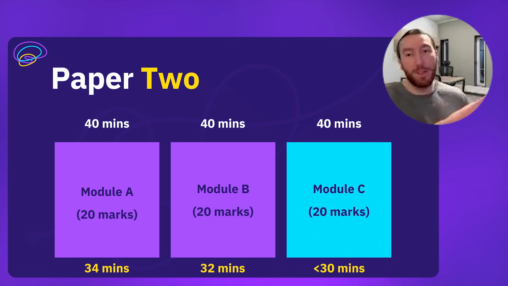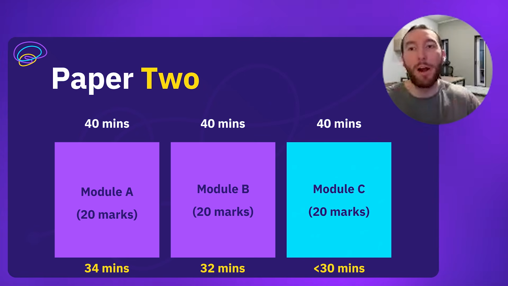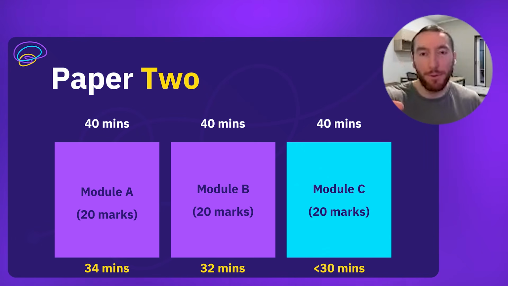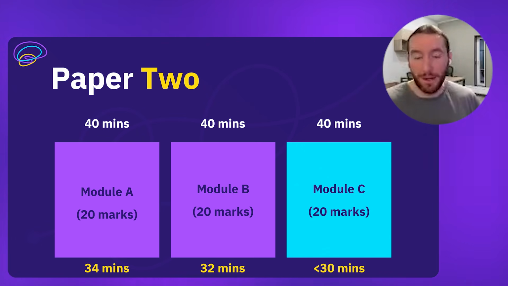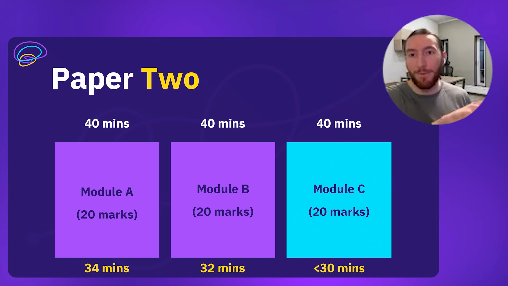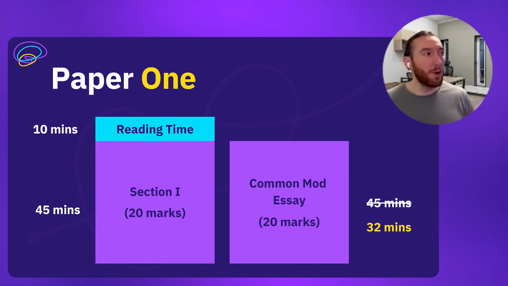you've got some time to spare for the essays, which typically require a bit more to get the marks. Whereas module C, you could have a shorter craft of writing piece that takes less than 30 minutes in total, and you could still get full marks. So that's the timing there. If you all just want to note down the times to aim for your drafts, they're all at the bottom there in yellow. So 34 minutes, 32 minutes, less than 30 minutes for module C. And over here, it was 32 minutes for common mod and 45 to 50 minutes for section one.